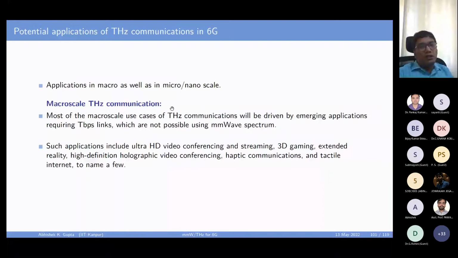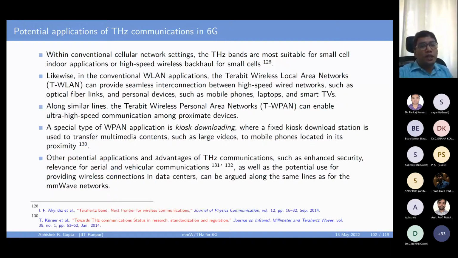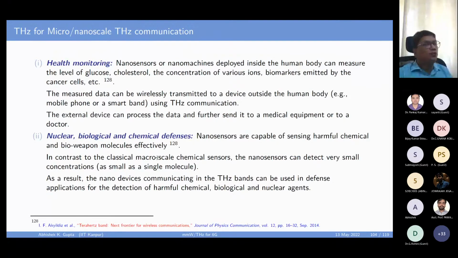Another potential application of terahertz is in macro. So one is in microscale terahertz communication, where it can be used for conventional communication applications. But then another application is in micro nanoscale applications, which we talked about in molecular communication. It can be used for health monitoring. So there are nanosensors which can be put inside the human body to measure the different levels of different pathogens and vital components. And then they can interact with these terahertz systems to transmit this information to outside devices.